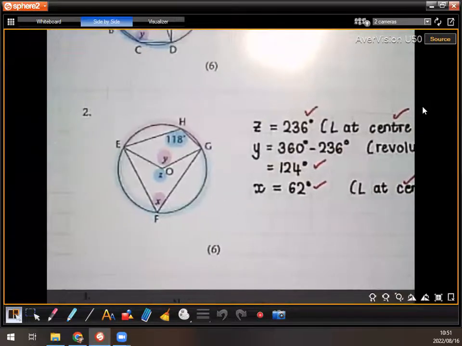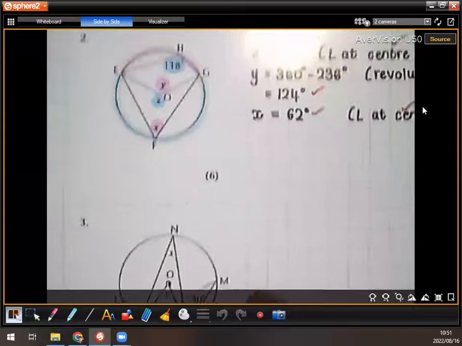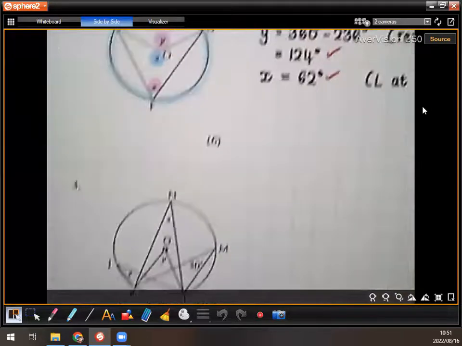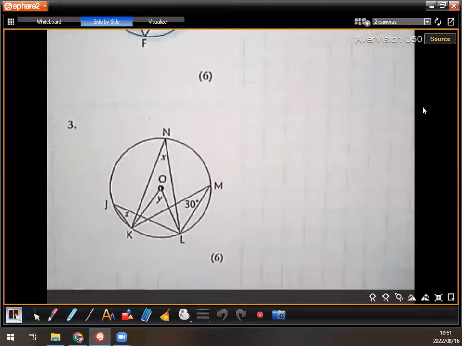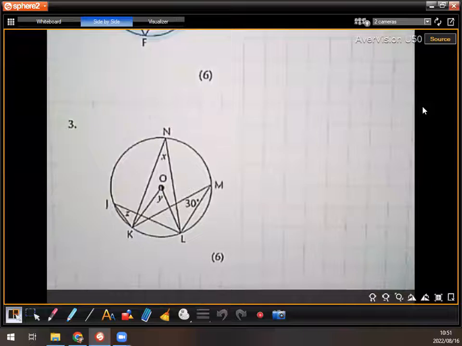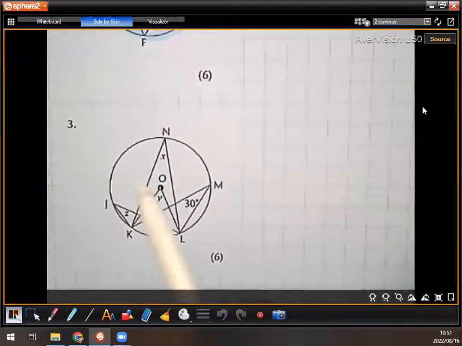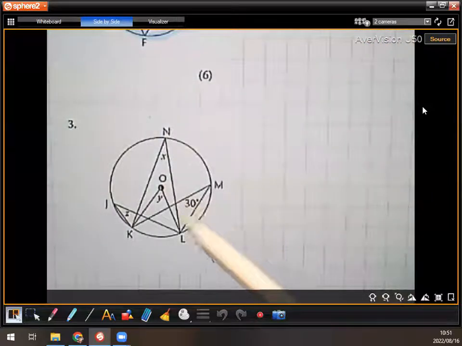Okay, next one, number 3. We just have to move this up here. Okay, so now we need to find X, Y, and Z. Now we have a bit more going on here than in the previous one. Guys, if we're looking at X, you need to look at the angle that they've given you because you're going to have to use that angle, right?